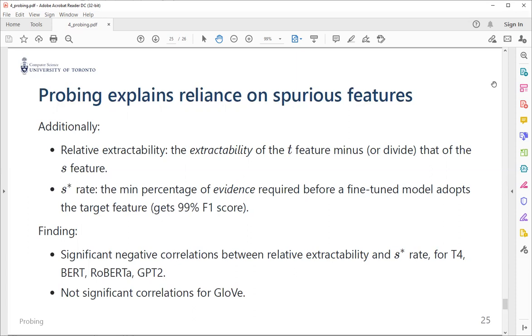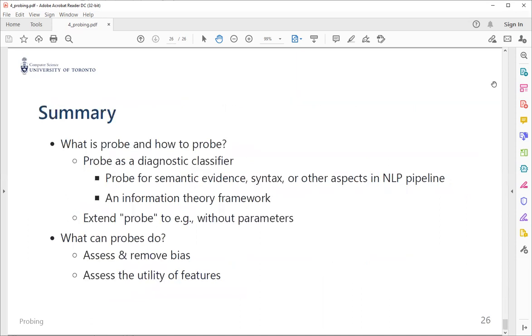So this is an interesting application of probing, because it draws a correlation between the extractability, which is the easiness to probe, and the spurious features. We will talk more about spurious features in two weeks' time. The application of probing is still pretty elementary up to now. I believe there will be many more applications of probing in the future.